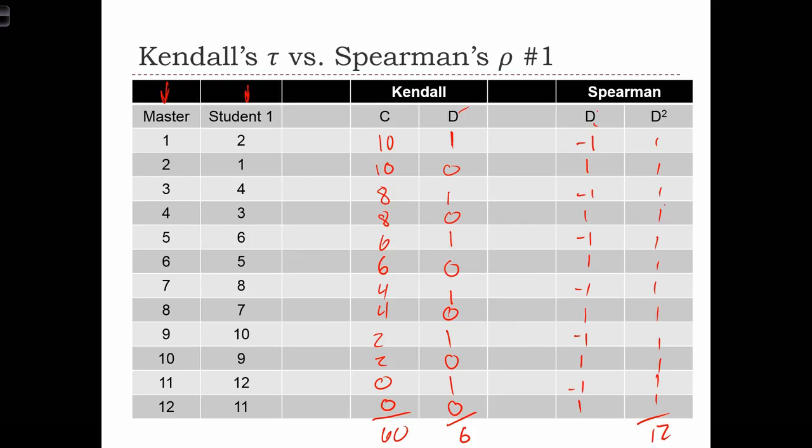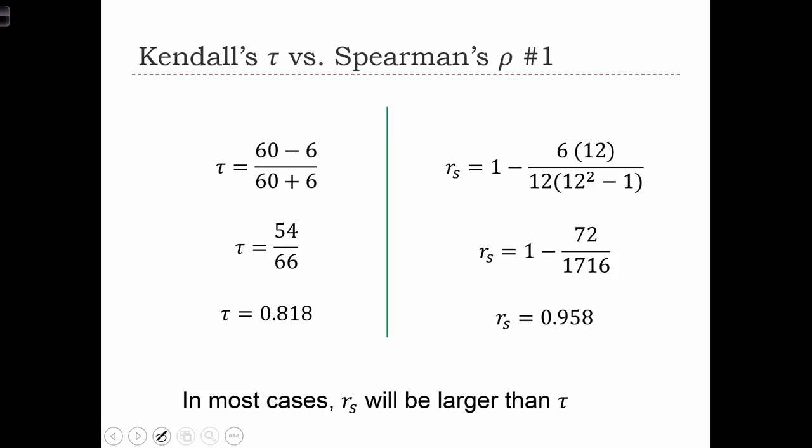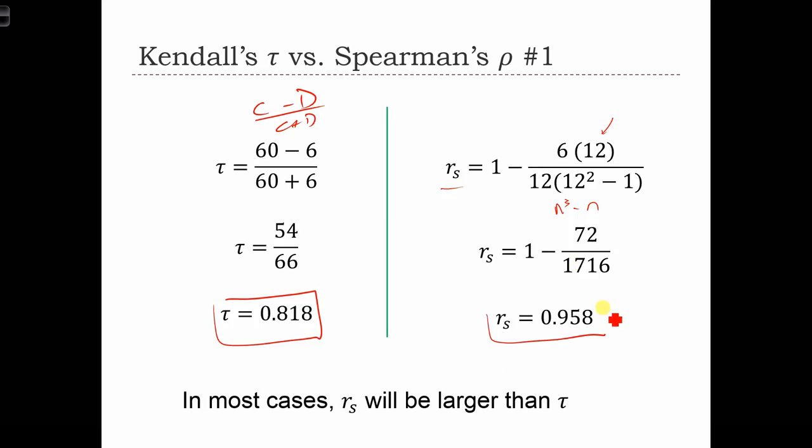Now let's compute the two statistics. The tau, remember, is C minus D over C plus D. So 60 minus 6 over 66, and that is a tau of about 0.8. And here's Spearman's rank, 1 minus 6 times the sum of d squared over n, which is the same as n cubed minus n, right? So we find that the Spearman's rank is 0.95.